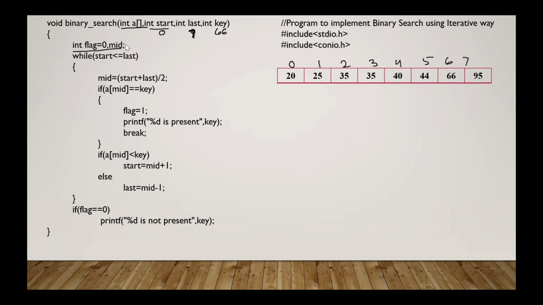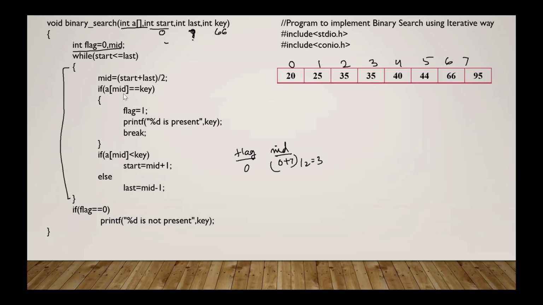Then integer flag. Here the flag stores the value 0. We assume that the element is not present. Then another variable we declare, that is mid. While start is less than or equal to last, means 0 is less than or equal to 7, yes. If it is true, then this while loop is going to be executed. First statement: mid equals start plus last divided by 2, so 0 plus 7 divided by 2, that is 3.